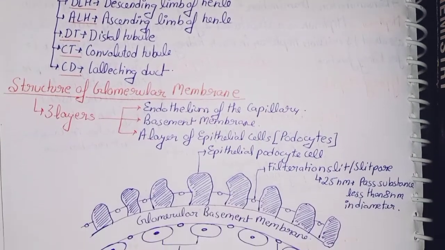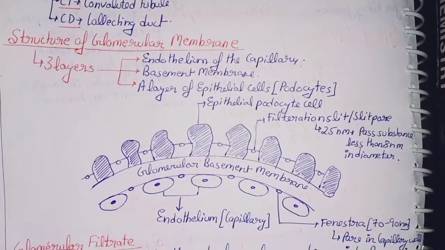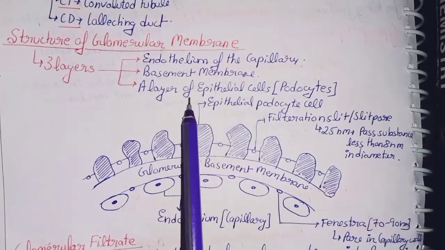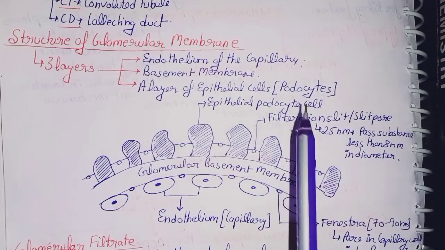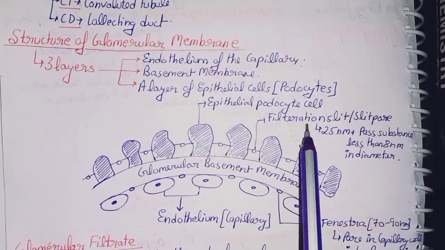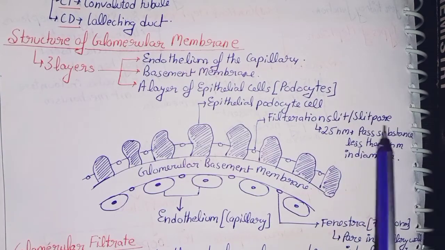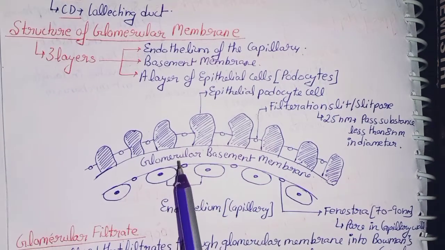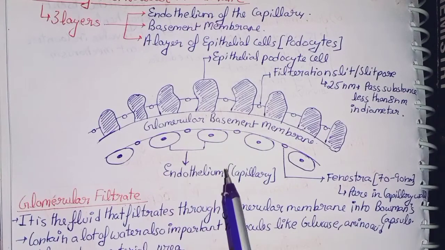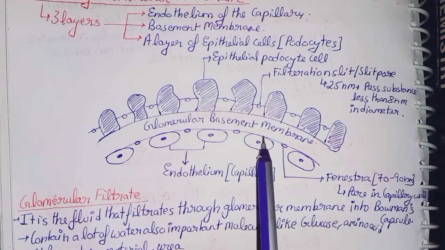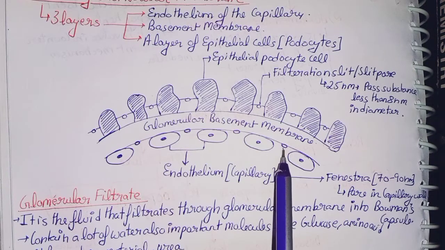Now coming to structure of glomerular membrane. It consists of three layers: endothelium of capillary, basement membrane, and a layer of epithelial cells, which are also called podocytes. So this is the diagram in which there are epithelial podocyte cells, along with a filtration slit or slit pore which is 25 nanometer, and it can pass any substance less than 8 nanometer in diameter. You can also see the glomerular basement membrane and the endothelium capillary cells along with the fenestra. These are the fenestra, the pores in the capillary walls of 70 to 90 nanometer in size.